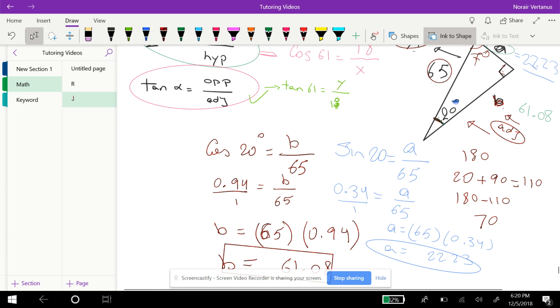So when you have degrees, your calculator has to be on degrees to find sine of 20 degrees, not 20, for example, radians. That's going to give you a different answer. So that's it.